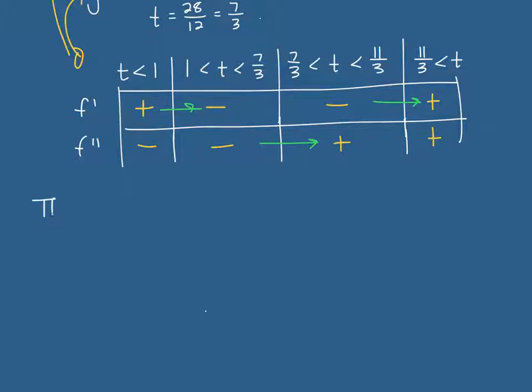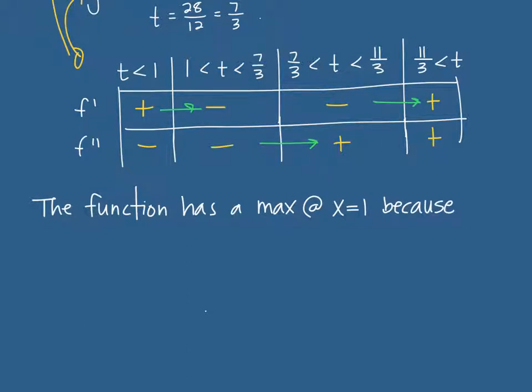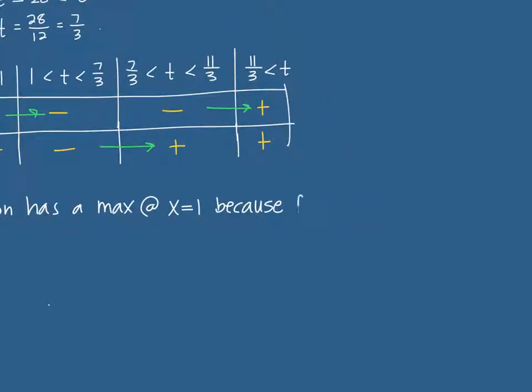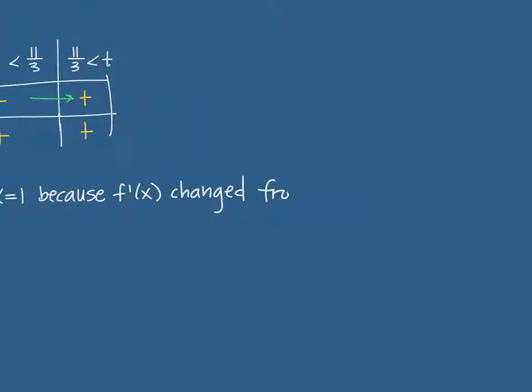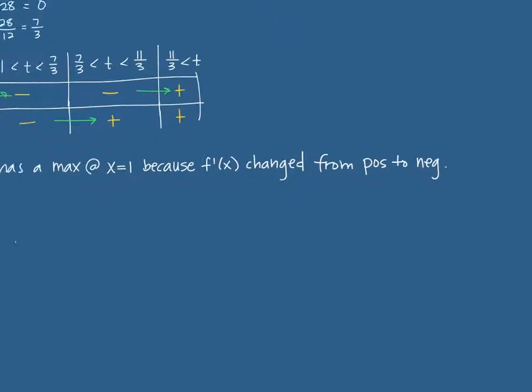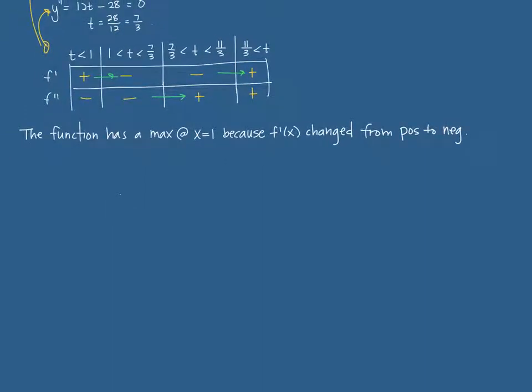So you would say the function has a max. At where? At 1. Why? Because of what the first derivative did. Because f prime of x changed from positive to negative. Okay, so it's the what, the where, the why.